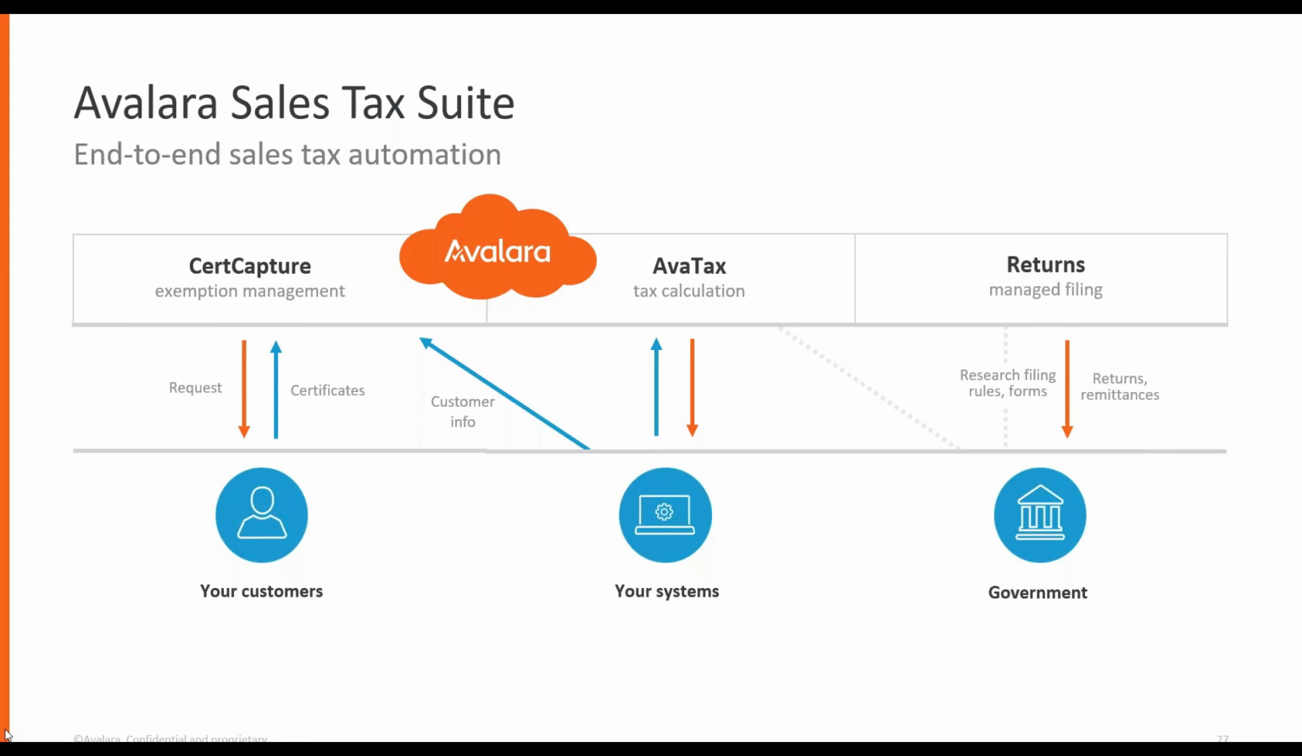And then finally, with returns, managed filing. So we take a look at the filing dates. We manage everything by state. When it's time to file, you as a customer get a liability report based on the tax data from AvaTax. You'll take a look at all of that information and approve the filing.